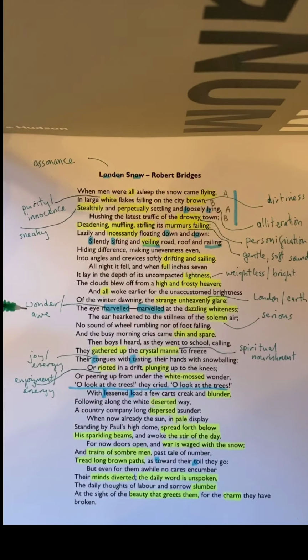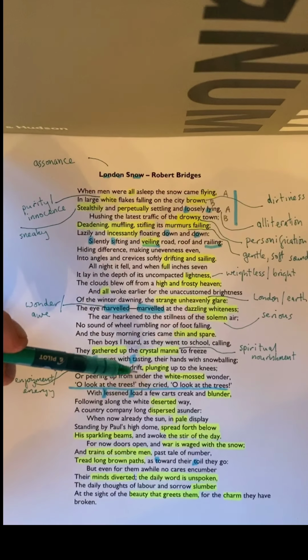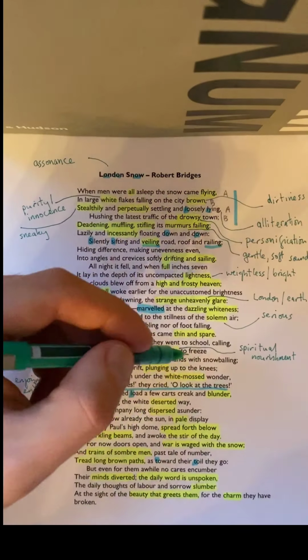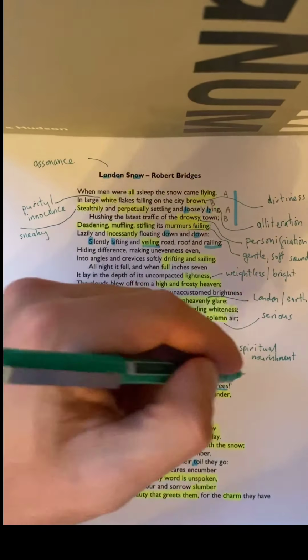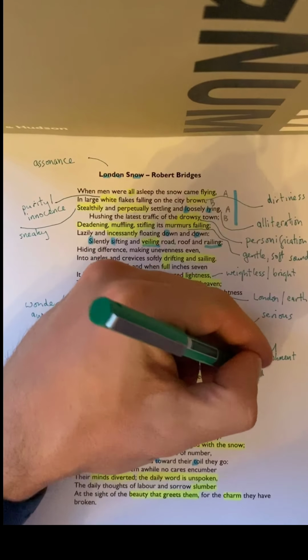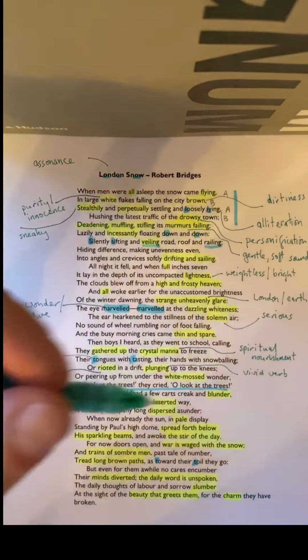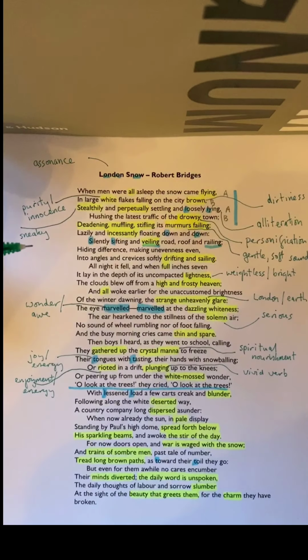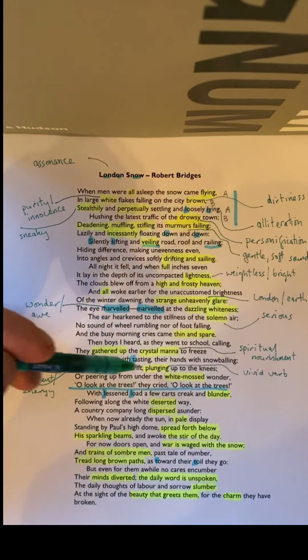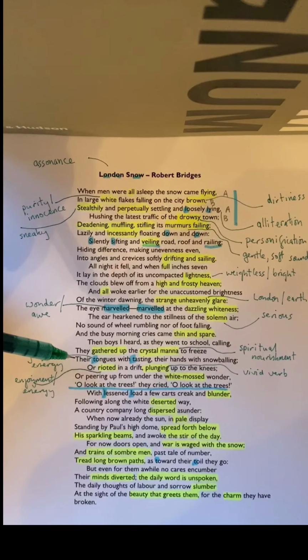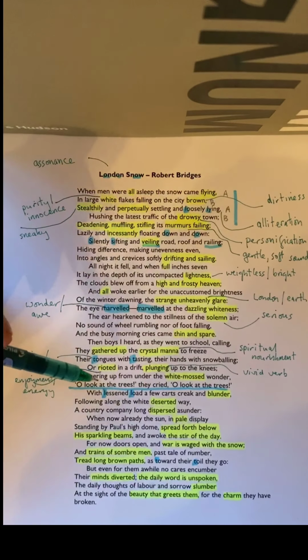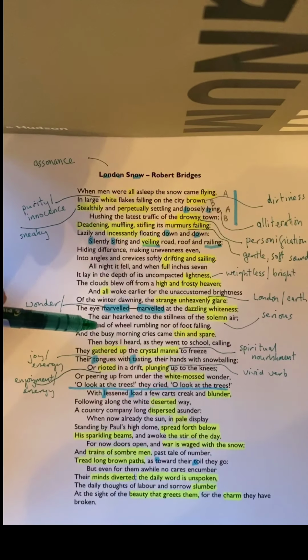They might normally walk to school in a rather bleary-eyed way, but not today. They rioted in a drift, so in a pile of the snow, "plunging up to the knees." So again, another very vivid verb, which suggests their energy and their enjoyment. I think that goes quite nicely together with rioted. So they're plunging up to the knees, or other things they're doing, say, "peering up from under the white mossed wonder."